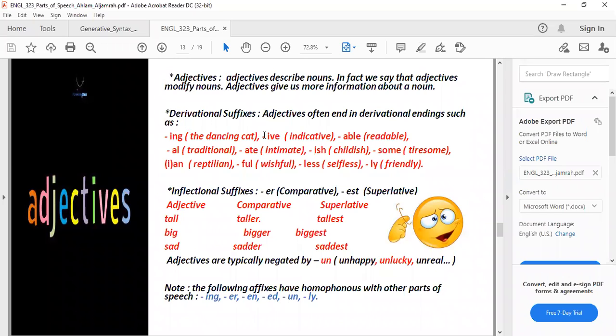Inflectional suffixes: er, comparative, and est, superlative. Okay, tall in the comparative is taller, and in the superlative, tallest. Big, bigger, biggest. Sad, sadder, saddest. Adjectives are typically negated by un: unhappy, unlucky, unreal.